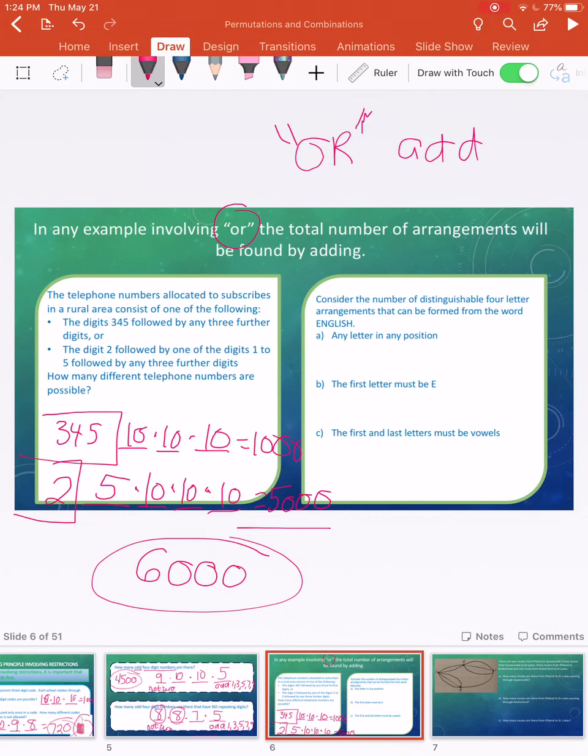Okay, question 2. Consider the number of distinguishable 4-letter arrangements that can be formed from the word English, any letter in any position.